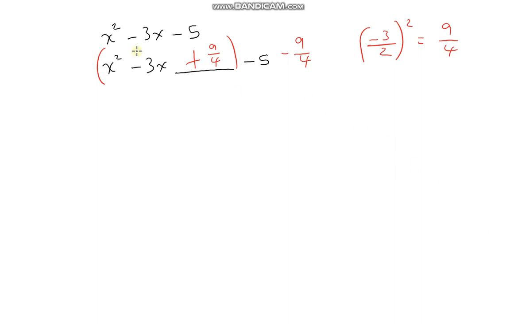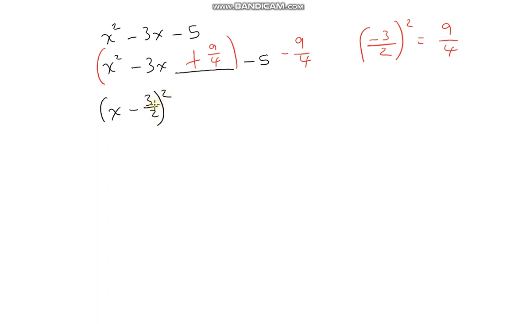Okay, now we've got our perfect square, we can factorise. So this here is just x minus 3 over 2 squared. And again, if you're wondering how I got that so quickly, it's just this number here. So x minus 3 over 2 squared. And again, if you wanted to check that, you can expand the bracket.